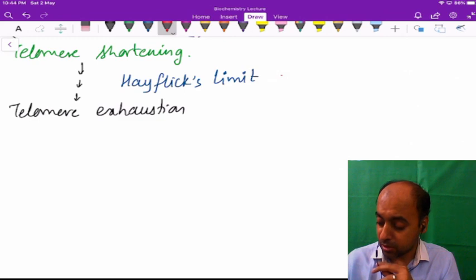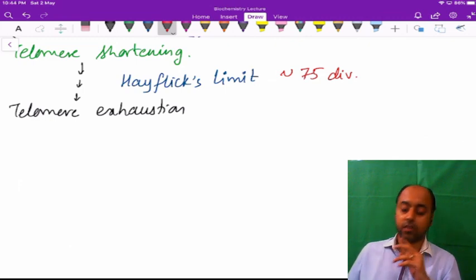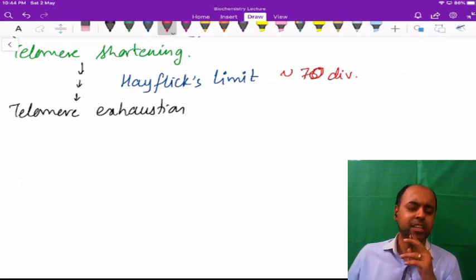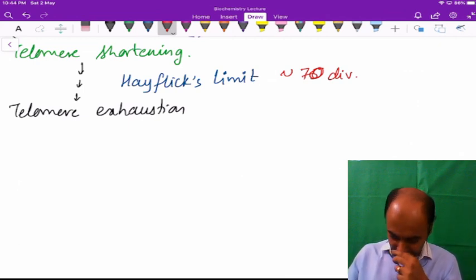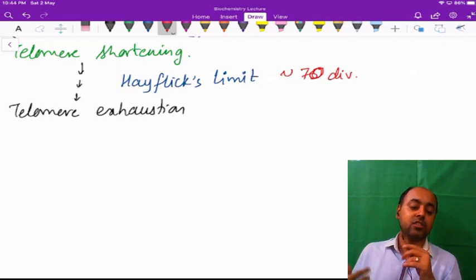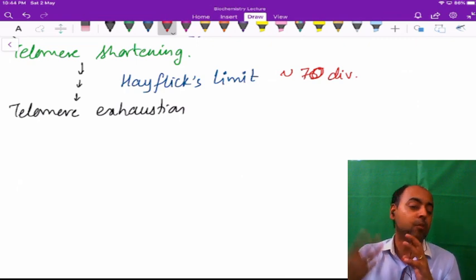For humans, it is in the range of approximately 75 divisions. Rather, I would say it is closer to 70 divisions. It can be 70 to 75 divisions. So this is the number of times a somatic cell can divide. After that, it is likely to undergo apoptosis. Obviously, there can be some variation, it can be 75, it can be 65, but on average, after 70 divisions, further ability to divide is lost. If it is attempted, apoptosis will occur.